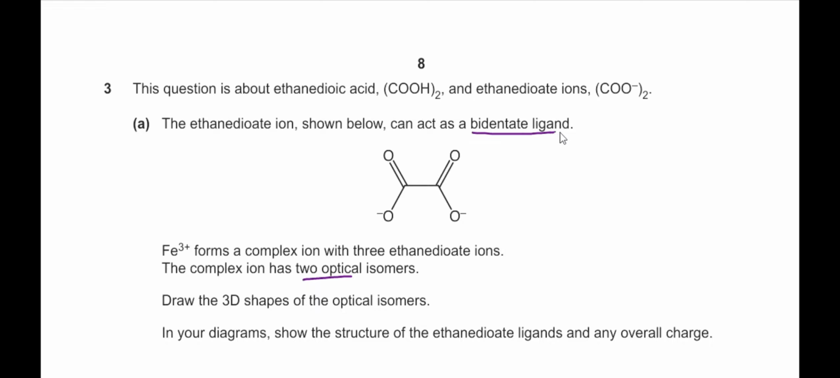Bidentate ligand means each of these ions will attach to the Fe3+ at the center with 2 arms. In the coordinate bond, the ligand provides both electrons to form the linkage, and therefore these 2 oxygen atoms, with the lone pair of electrons as well as the negative charge, will be attaching to the Fe3+ ion at the center. Let us now draw the structure as well as the 2 optical isomers.